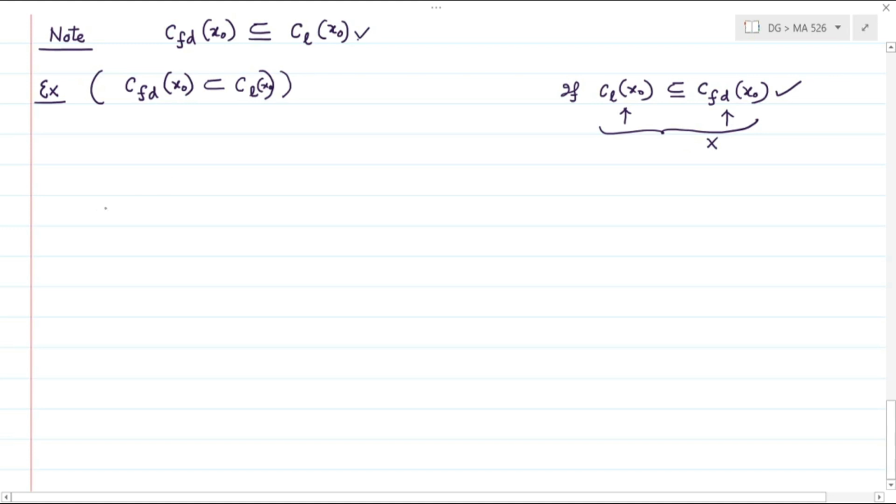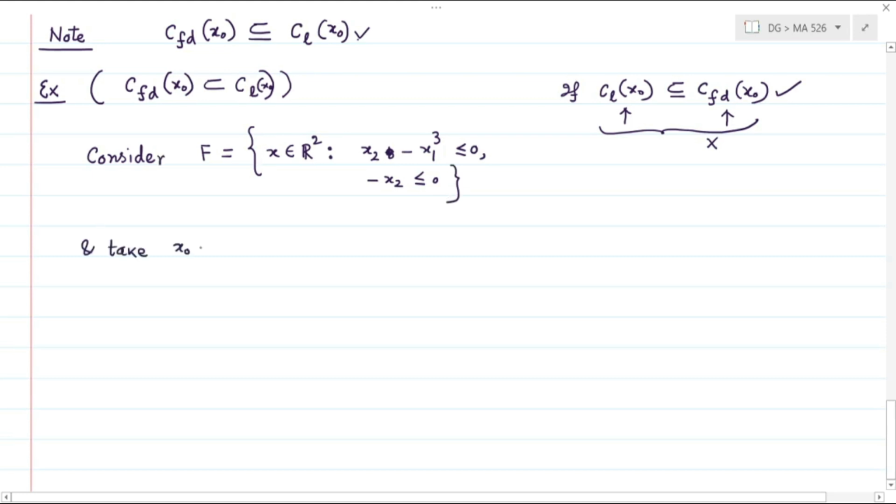Now let me give you an example for this. Consider the following feasible set. Let me consider a problem for which you have the feasible set F as the following. And take x naught as the point 0, 0. Obviously, this x naught belongs to capital F, so it is a feasible point. Now at the point x naught, let us try to find the set of feasible directions and the linearizing cone.